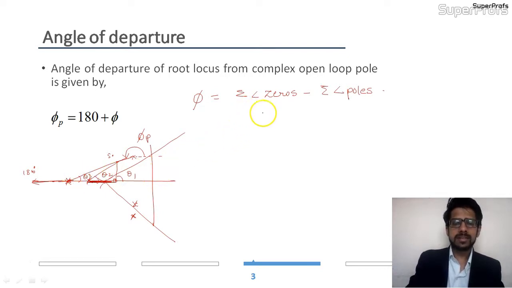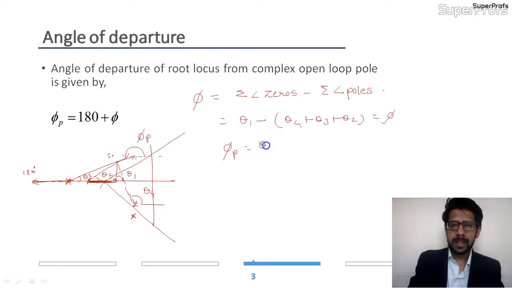So we have the summation of angles of zeros as theta 1, and also we have this other pole, so this will be theta 4. So we will be having theta 1 minus the summation of all the angles made by poles. So we will be having theta 4 plus theta 3 and theta 2, which will give us phi, and phi p will be equal to.